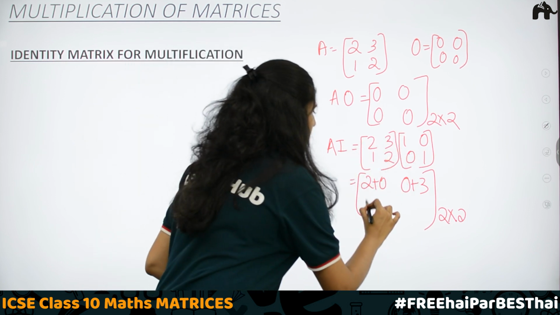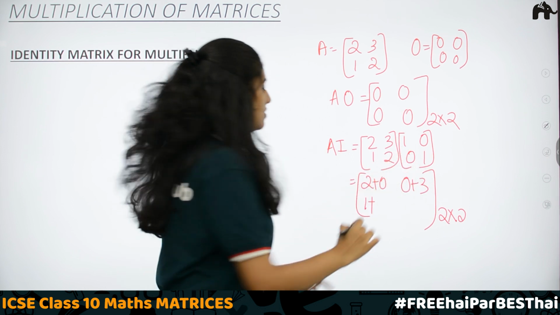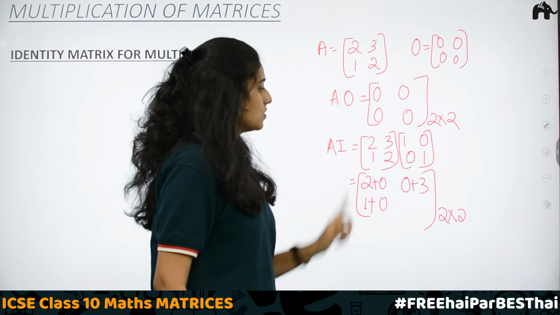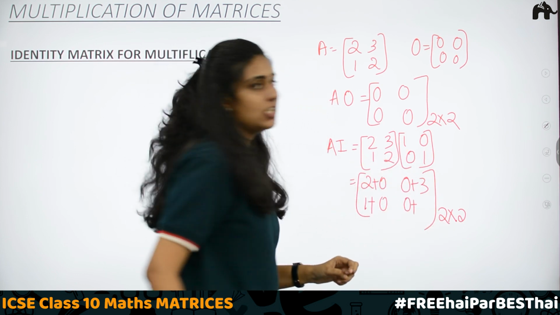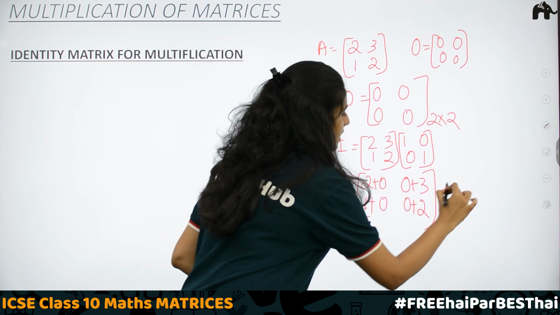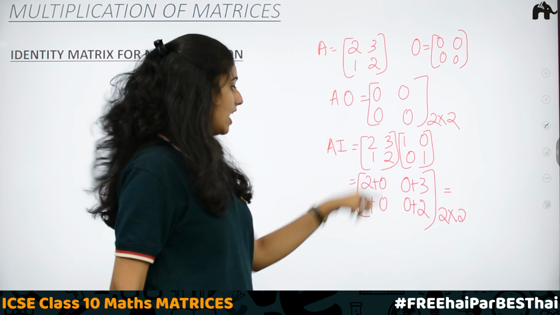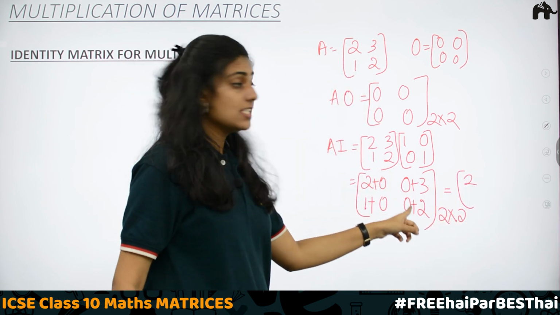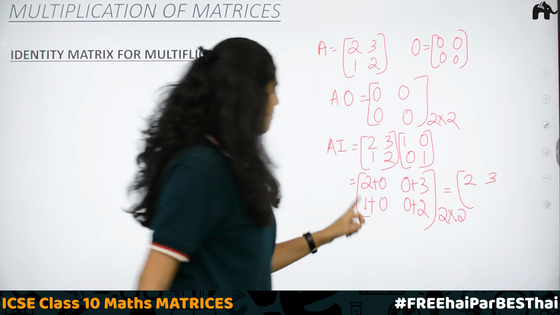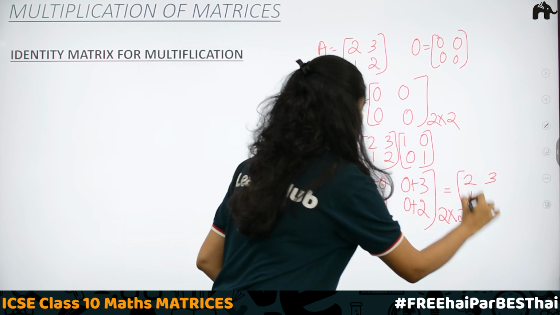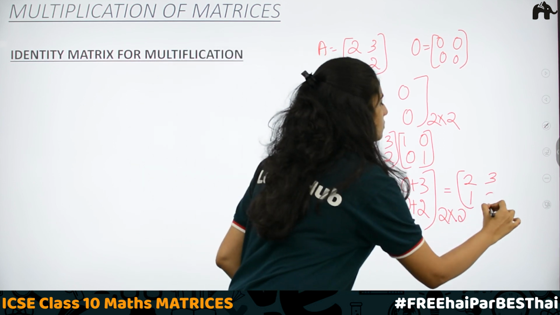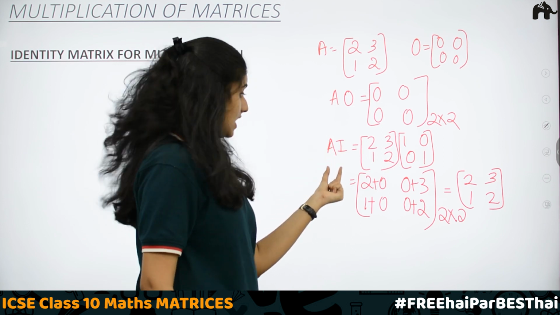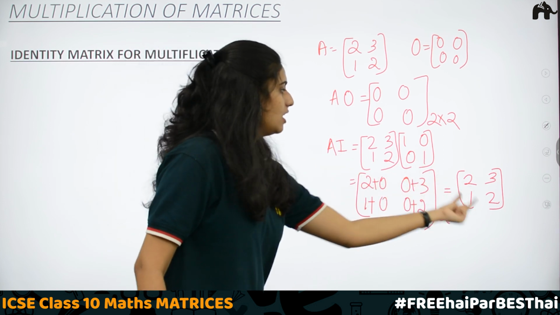Next element, second row, first column. 1 into 1, 1 plus 2 into 0, 0. Next element, second row, second column. 1 into 0, 0 plus 2 into 1, 2. That is, the elements of AI are first element 2 plus 0, 2. Second, 0 plus 3, 3. 1 plus 0, 1. 0 plus 2, 2. So, these are the elements of product of matrix A and identity matrix. This is same as matrix A.